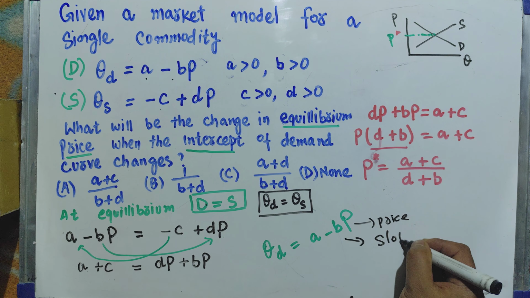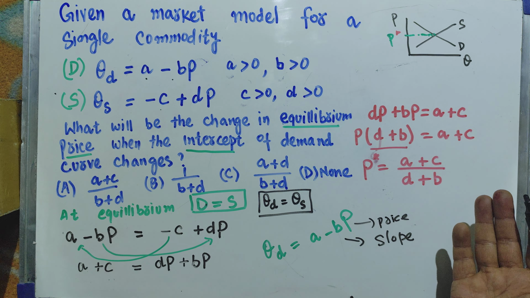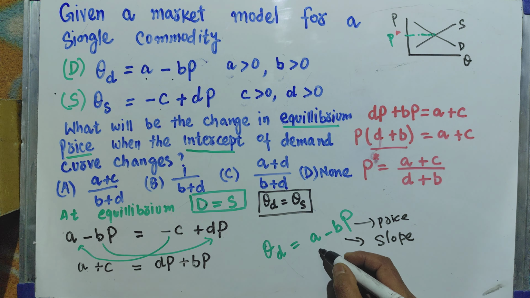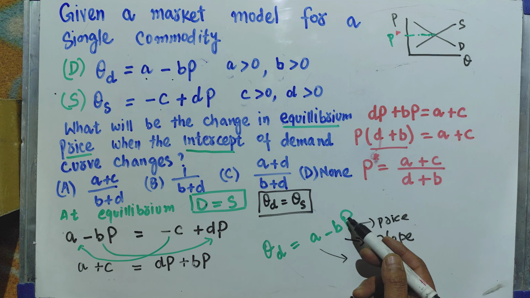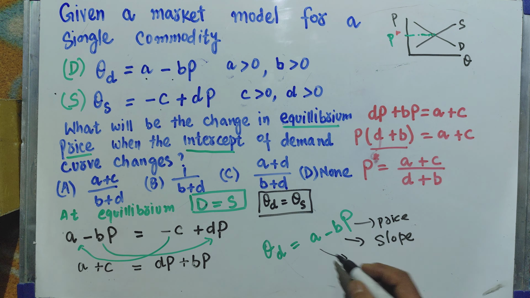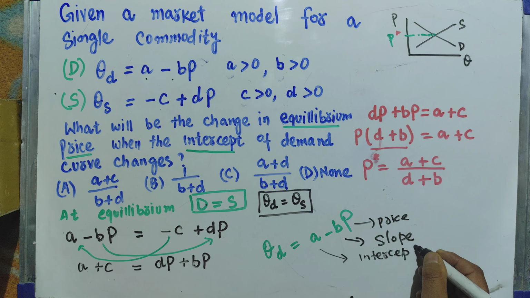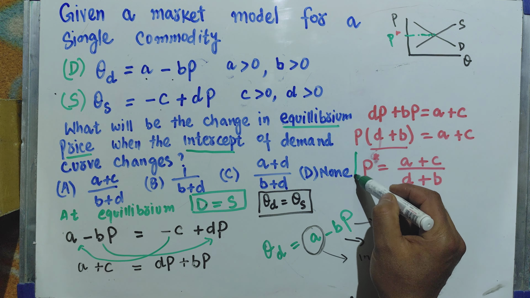B is slope. You know it from the equation for a line. Since A is independent of P, this A denotes our intercept. Okay, here A denotes our intercept. We are being told what will happen to the equilibrium price when the intercept changes. This is our equilibrium price.